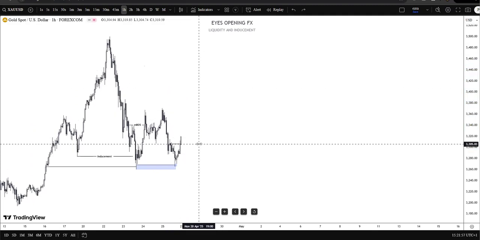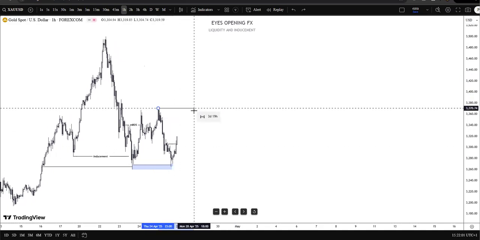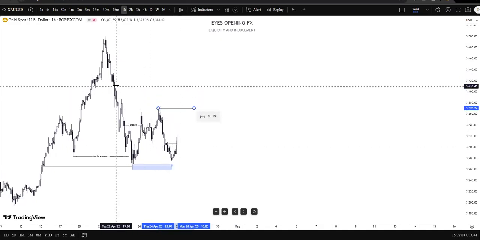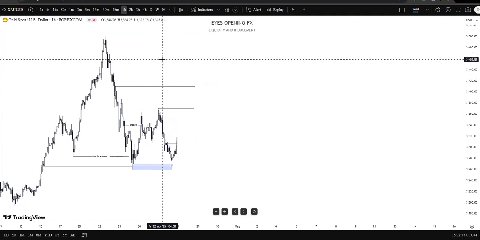One of the major targets we target first is this liquidity, this high right here. This will be my first target. After that, this inducement low right here will be my next target for the week. That is just my major expectation on this pair.